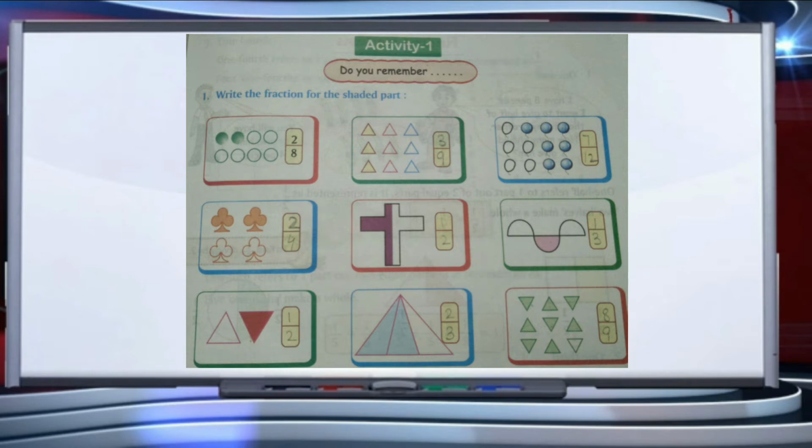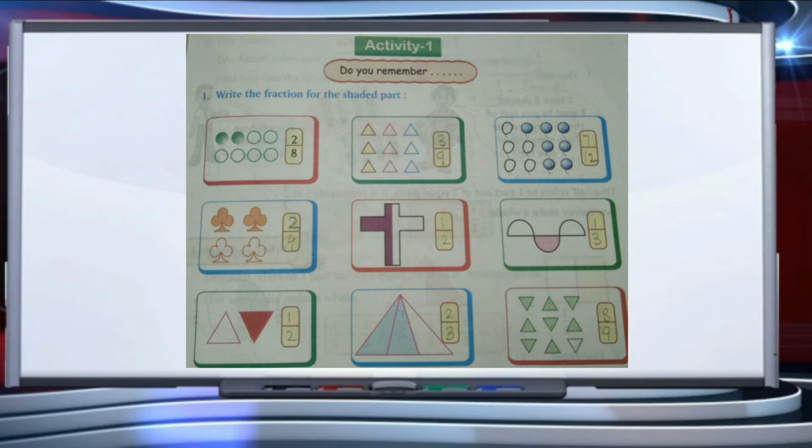Then we have the plus sign. Half is shaded and half is not shaded. This is 1 by 2, one part shaded out of 2 equal parts. Then next we have the semicircular regions. In this we have 3 total parts and 1 is shaded. That means the shaded part, 1, goes above the bracket, then the 3 total parts. 1 by 3 it will become. Then we have 2 triangles out of which 1 is colored and 1 is not colored. So the fraction will become 1 by 2.